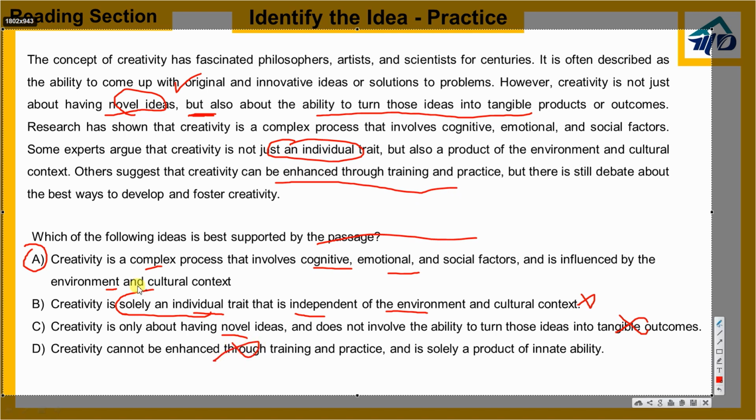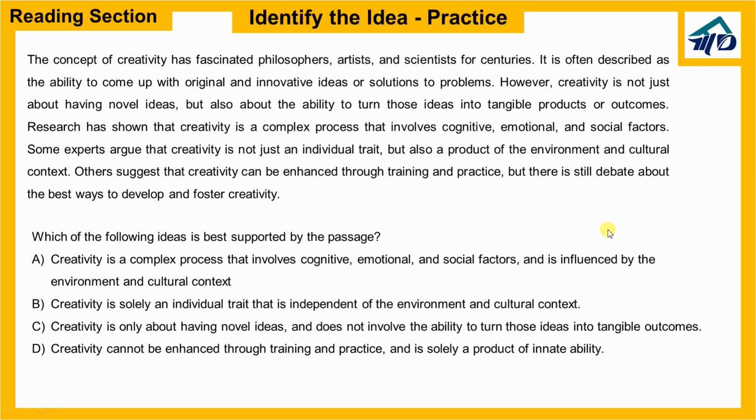So what is the theme here? What is the idea here? It is a complex process. This includes this thing and is influenced by our environment and cultural context. So I have eliminated B, C, and D. My answer is A only. That's all, guys. This is how you need to do it. Then the next one.